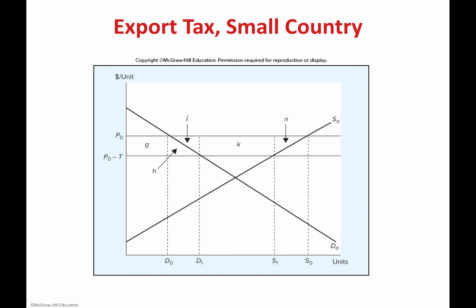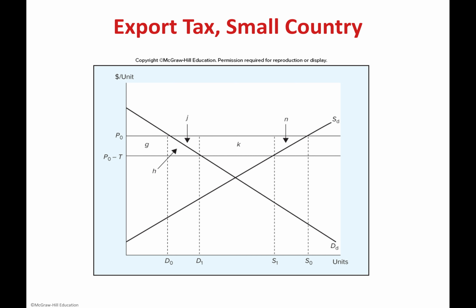How does that work? Well, let's have a look at a world price here, initially of P0 for this country that's an exporting country. It's an exporting country, so that price must give us a surplus for this particular product, because that surplus is then exported. So the surplus here is S0 minus D0, and we're at the price of P0.